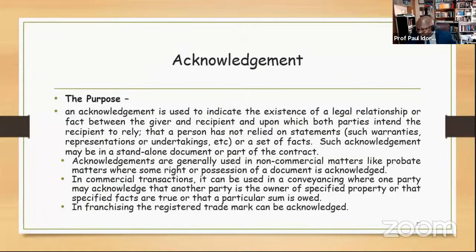Acknowledgement. One area I find is very, very important for us as lawyers is, remember our statute of limitation. That for a simple contract, if not enforced within 6 years, or a specialty contract, if not enforced in 12 years, it becomes statute barred.